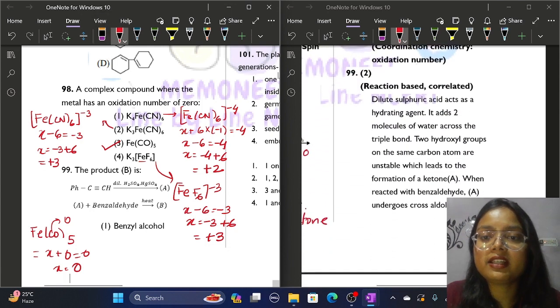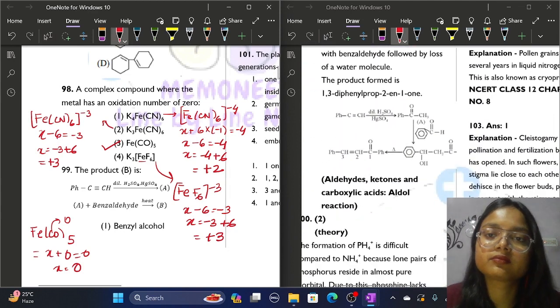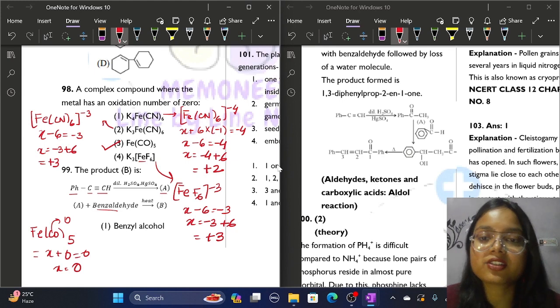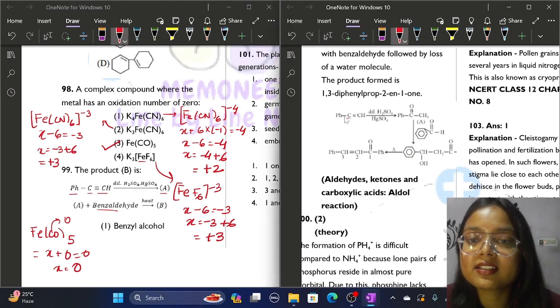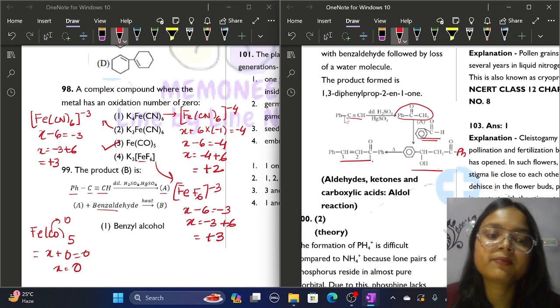For question number 99, the compound PhC triple bond CH in the presence of dilute H2SO4 and HgSO4 gives the product A, which on reaction with benzaldehyde and heat gives the product B. So here PhC≡CH in the presence of dilute H2SO4 gives this product. Then again on reaction with benzaldehyde it gives this product. Here it is Ph, and on heating we will get this compound.